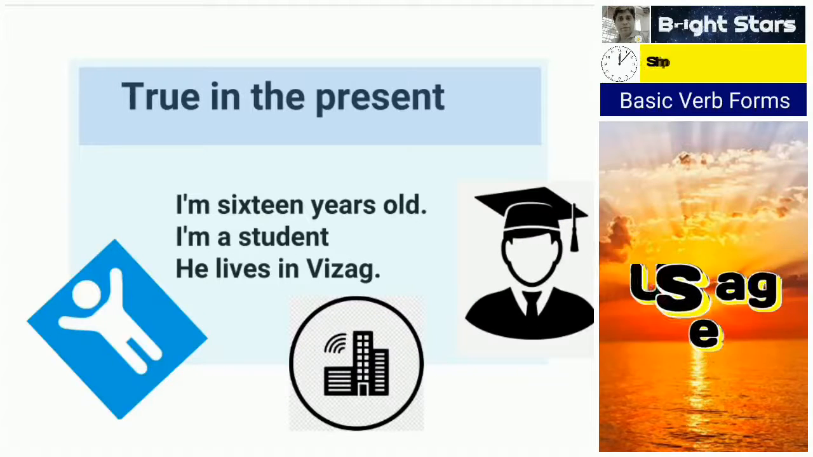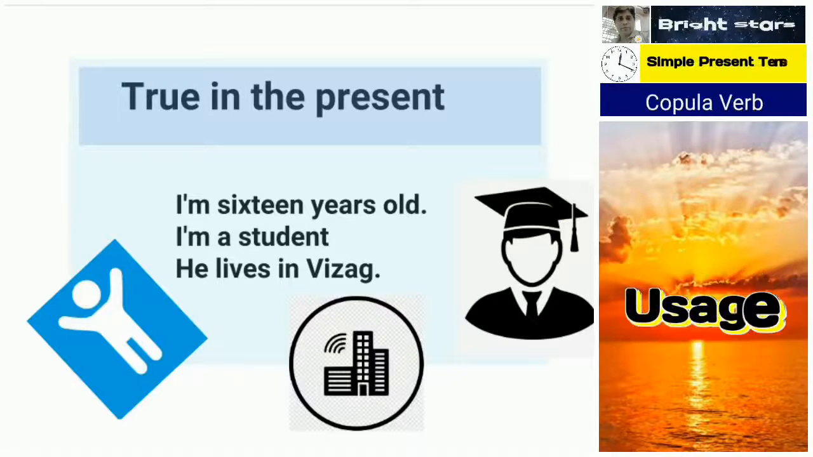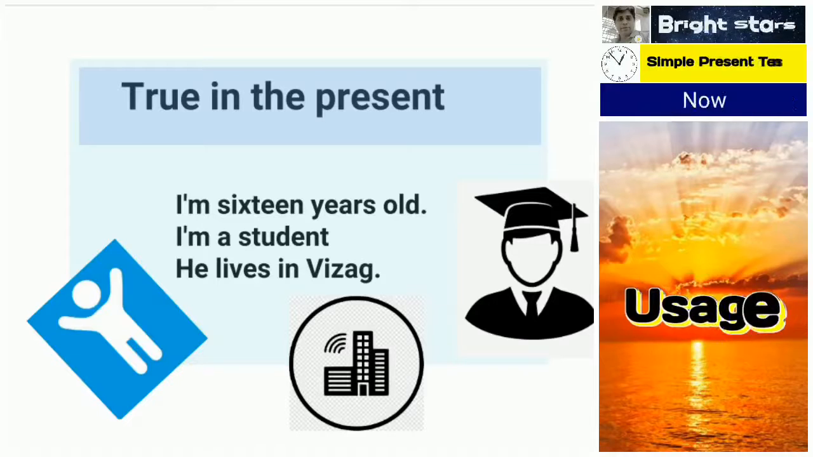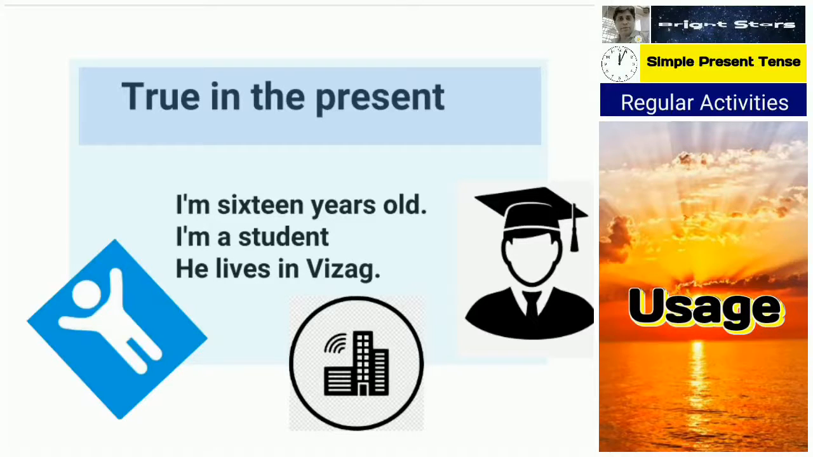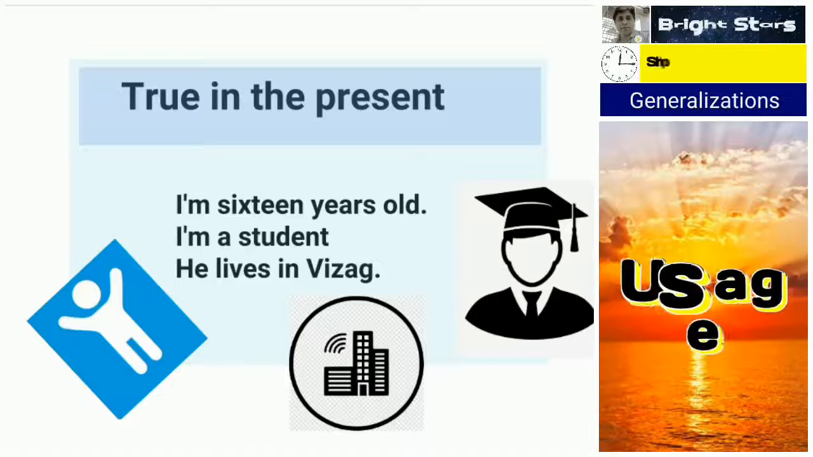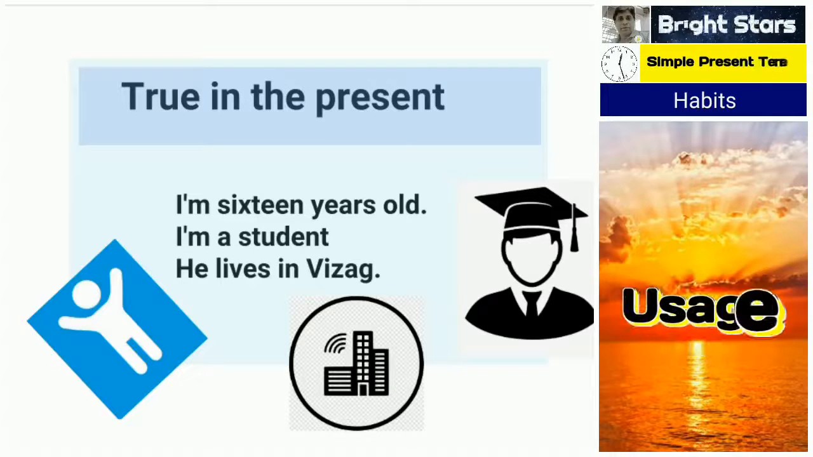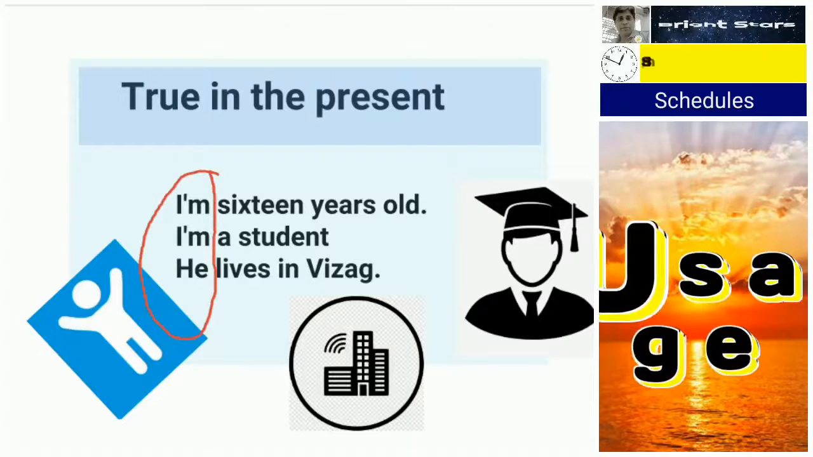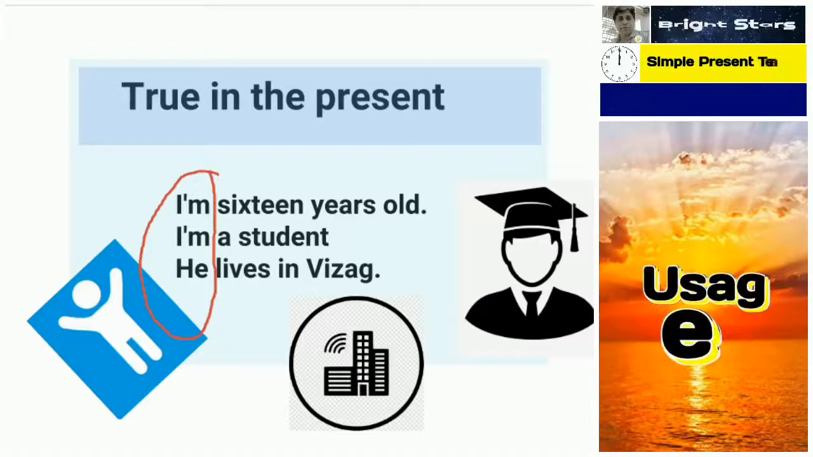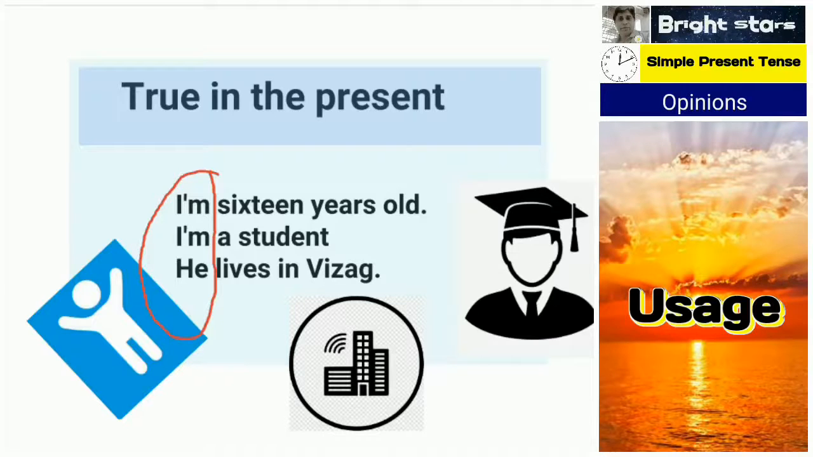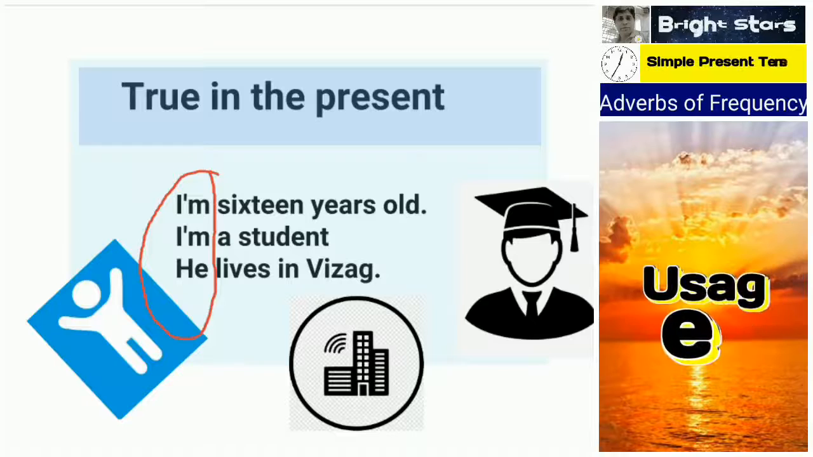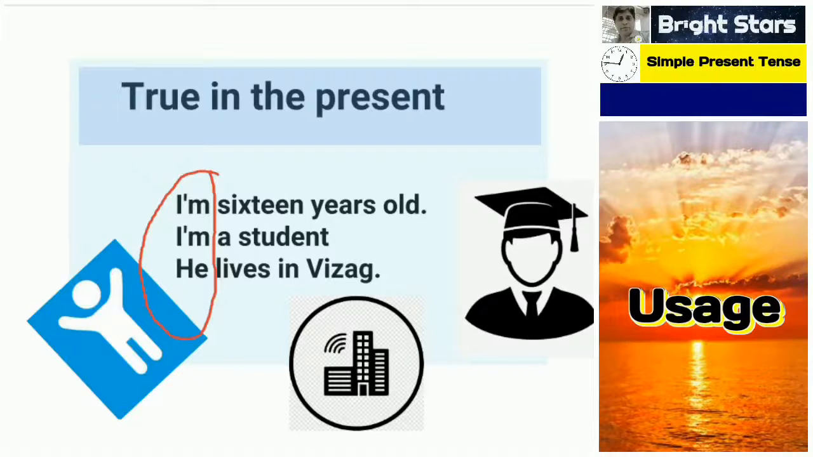Onwards, we can see what are the different uses of simple present tense. Whatever is true in the present, for them we use simple present tense. You can see: I am 16 years old. I am a student. He lives in Vizag. Here "am" is also used for present continuous tense, but after this one, directly adjectives or nouns are used. That's why we consider this "am" as a main verb.